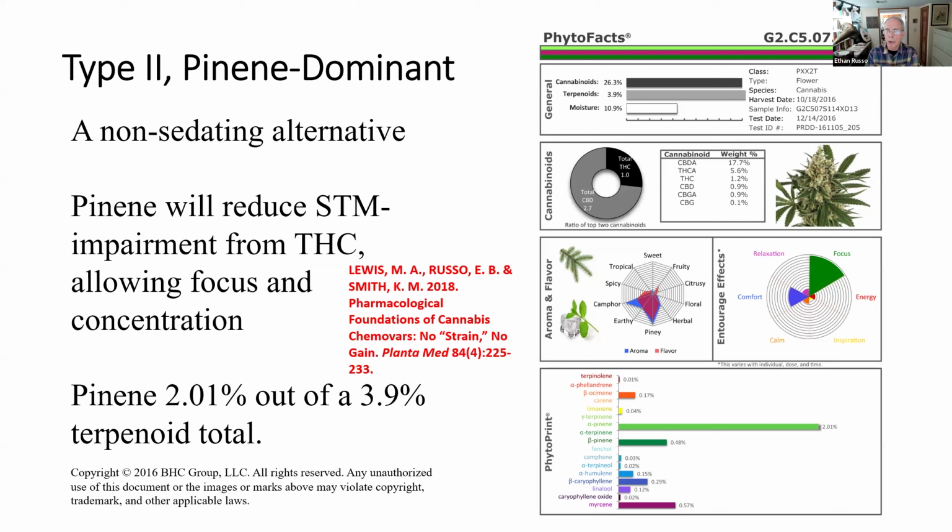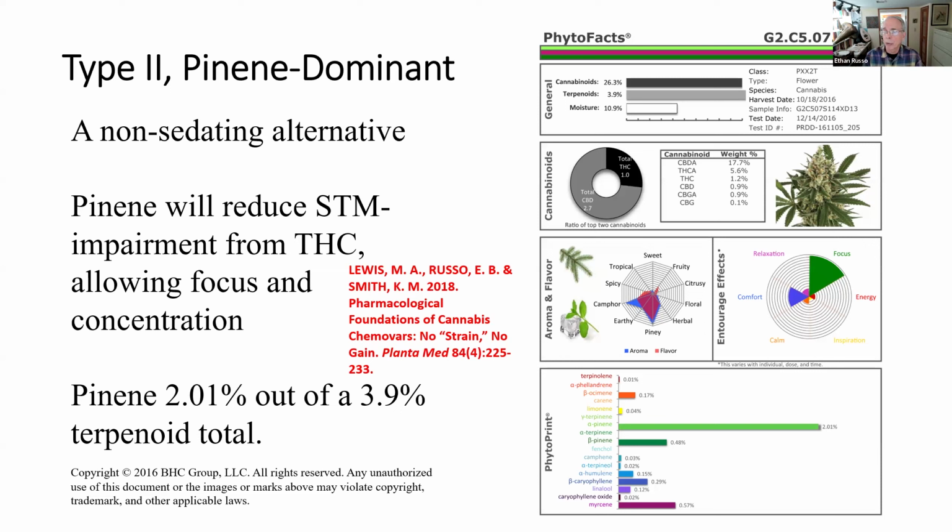This one is very rich in alpha-pinene, as previously mentioned. This is an acetylcholinesterase inhibitor and will increase the amount of acetylcholine in the brain, which tends to counteract short-term memory impairment, particularly that induced by THC. In the row above, you see another feature of the phytofacts in describing the aroma and flavor if this were ingested, and what people report when taking this.